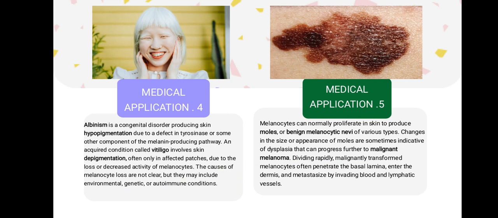Next is medical application 5, where melanocytes can normally proliferate in skin to produce moles or benign melanocytic nevi of various types. Changes in the size or appearance of moles are sometimes indicative of dysplasia that can progress further to malignant melanoma, where rapidly dividing, malignantly transformed melanocytes often penetrate the basal lamina, enter the dermis, and metastasize by invading blood and lymphatic vessels.